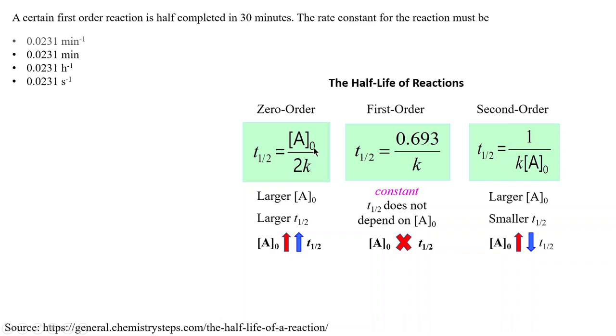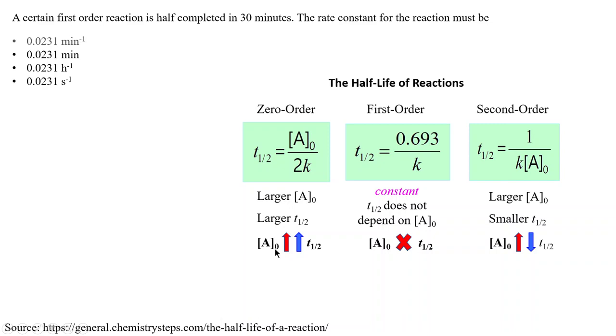In zero order, the half-life is directly proportional to the concentration. You can clearly see that T half is equal to the concentration divided by twice the rate constant. So the larger the initial concentration, the larger the half-life. As I said in a previous example, a zero order reaction is strongly related to its concentration. So when the initial concentration is higher, your T half will also be much higher.